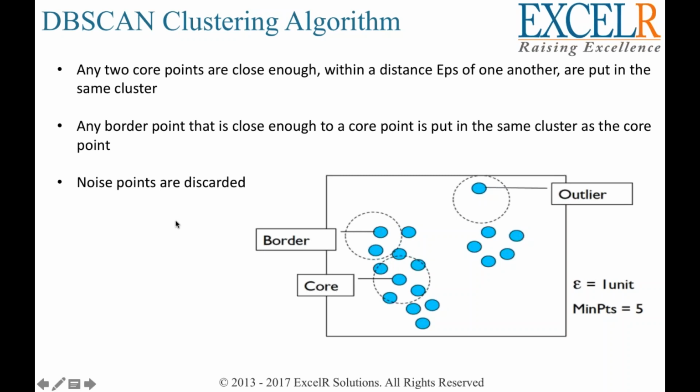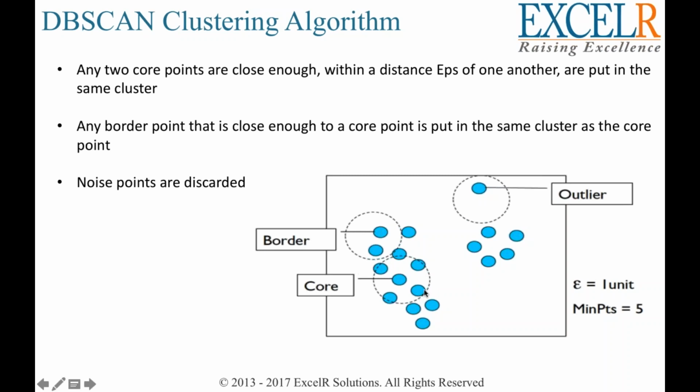Because we need to do clustering. Any 2 core points that are close enough, within a distance EPS of each other, are put in the same cluster. That means if you say EPS is 1, 2 points should be within that distance. Then you put them into the same cluster.